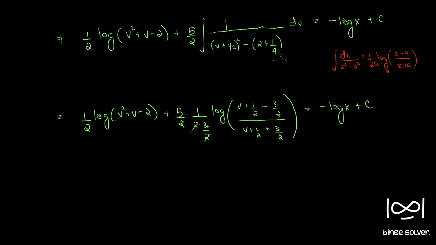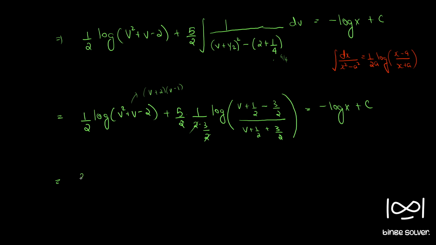There is a 6 in this denominator. We will multiply throughout by 6 and bring the log x term to the LHS. 6c becomes another constant, so we will just multiply throughout by 6. And v square plus v minus 2 can be split into v plus 2 into v minus 1, since the sum is 1 and the product is minus 2, which is 2v minus v, which is v. So this can be split into that form.